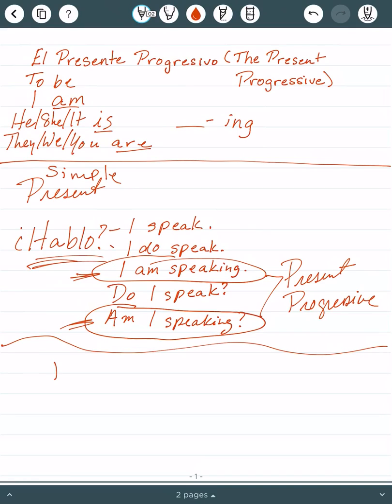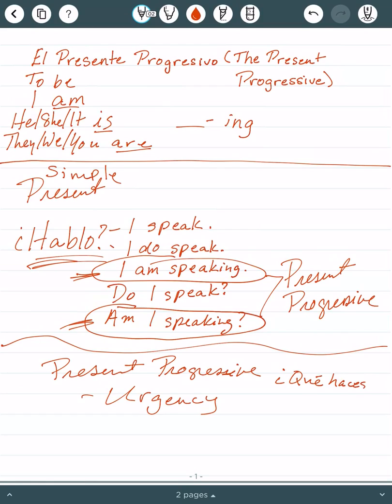Where you get into the present progressive in Spanish, it tends to have a little bit more of a sense of urgency. So if I call you up and I say, hey, what are you doing right now? I'm probably not going to say ¿qué haces? I'm going to say ¿qué estás haciendo? I want to know what you're doing right now because I'm about to ask you for a big favor. So it's going to be present progressive tense.